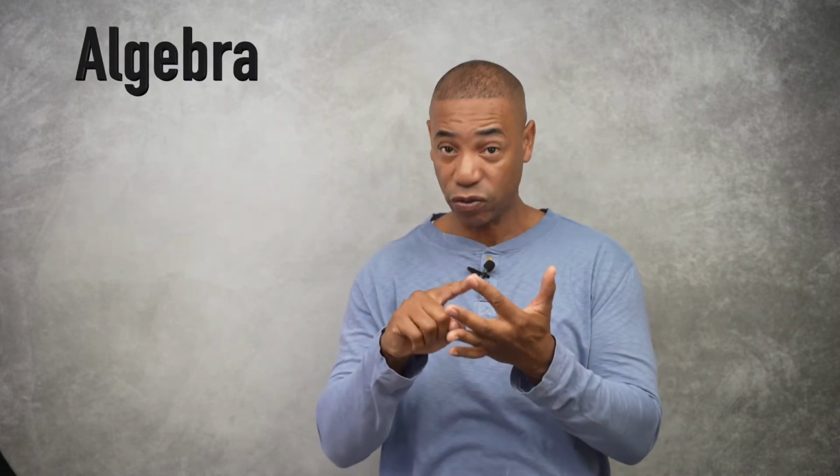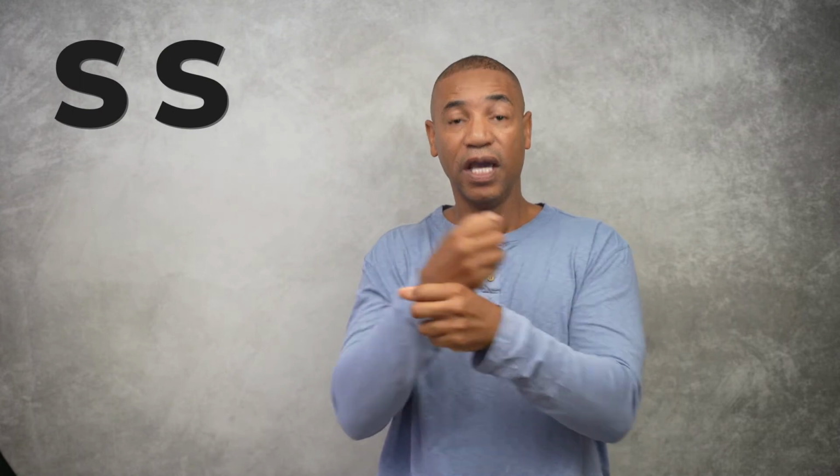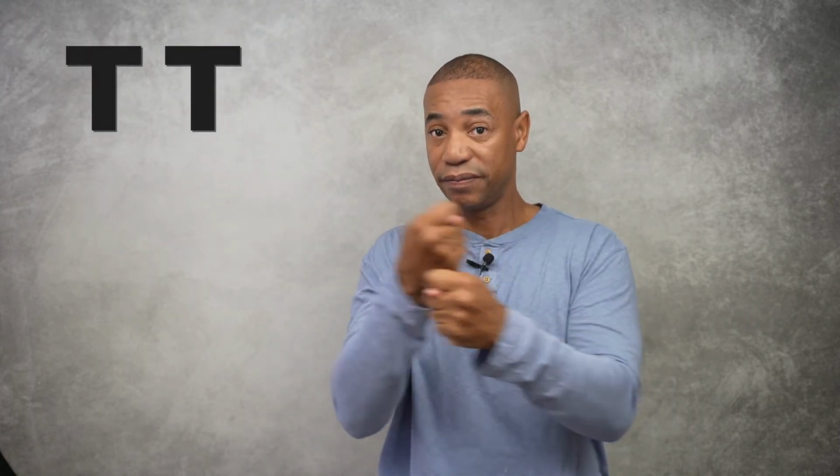Now to sign the different types of math like algebra, calculus, statistics, and trigonometry, they're very similar. The only difference is that parameter of hand shape. So for math, you use M's. But for algebra, you'll use A's. For calculus, you'll use C's. For statistics, S's. And for trigonometry, T's.